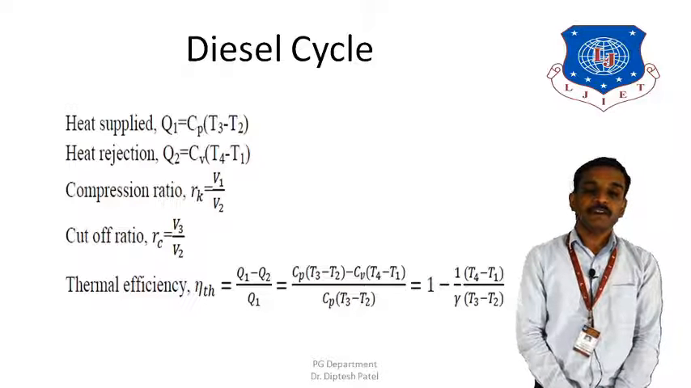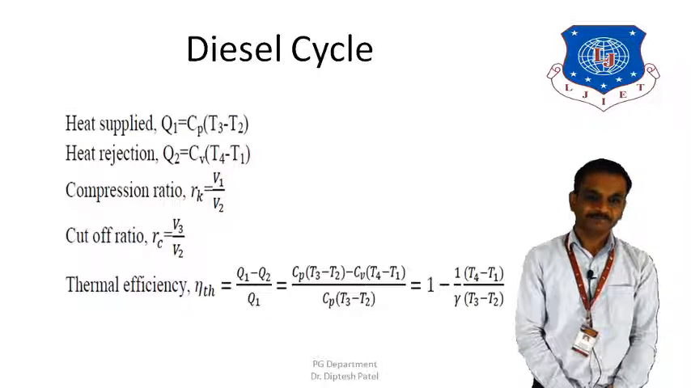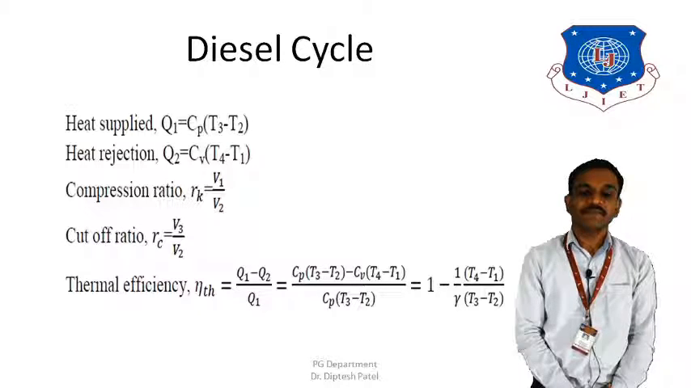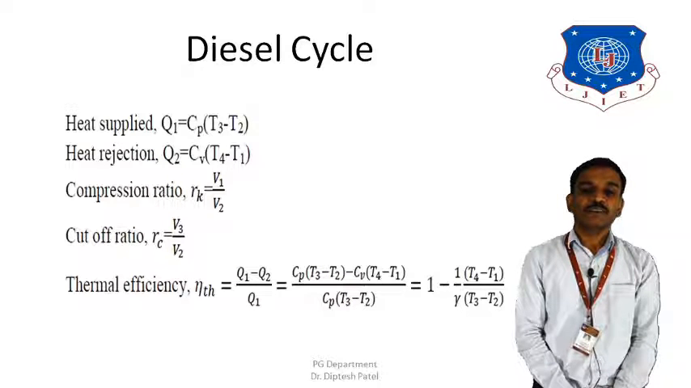Efficiency, if I want to calculate the thermal efficiency, then definitely it is heat supplied minus heat rejected divided by heat supplied. So that can be written as [Cp(T3 - T2) - Cv(T4 - T1)] divided by Cp(T3 - T2), which is equal to 1 - (1/gamma)(T4 - T1)/(T3 - T2).